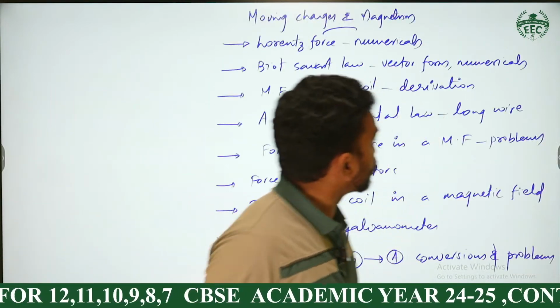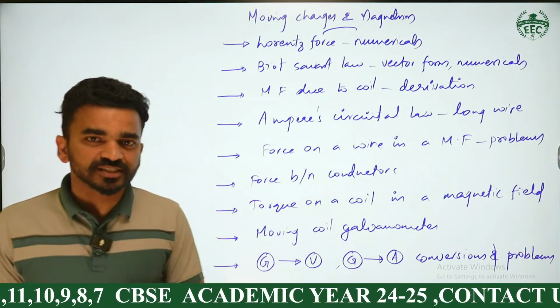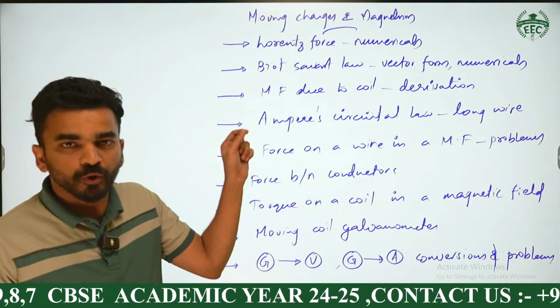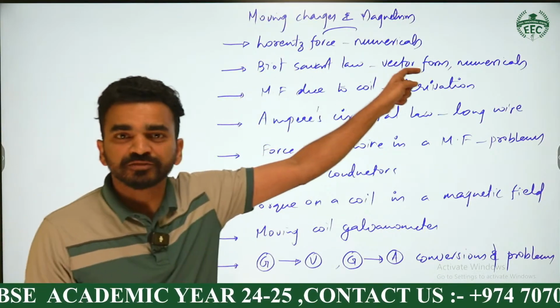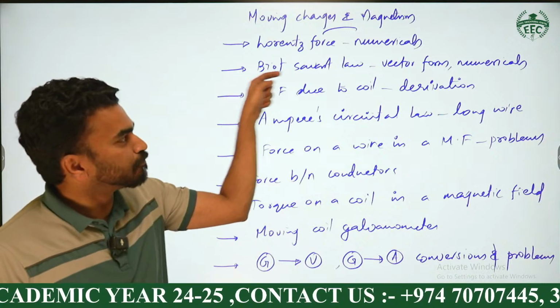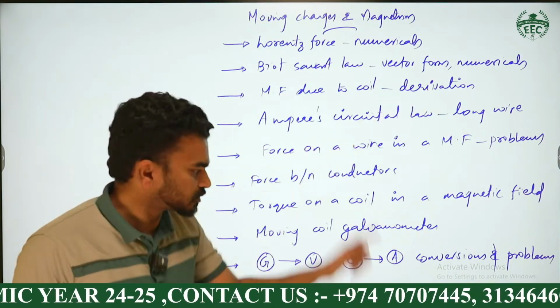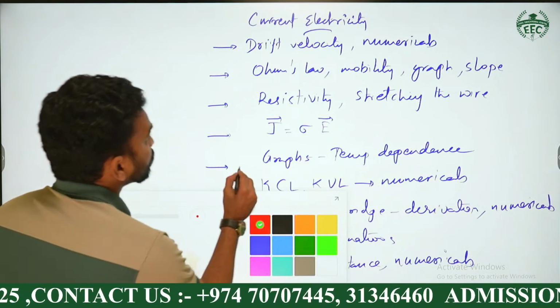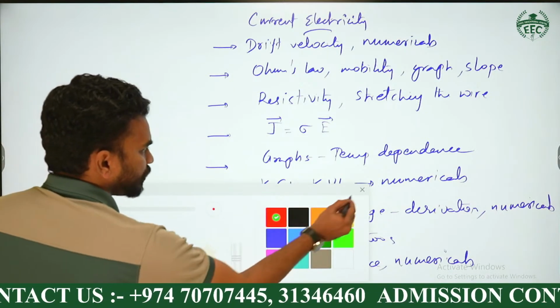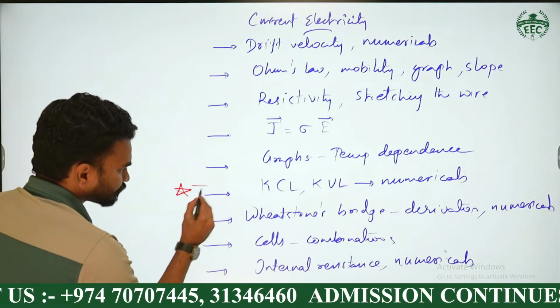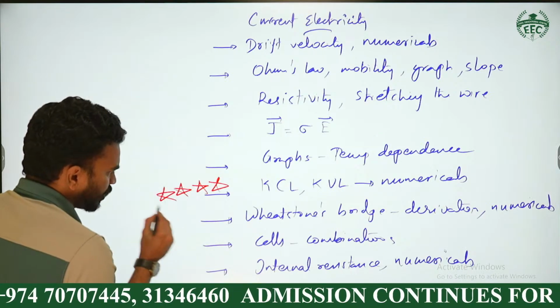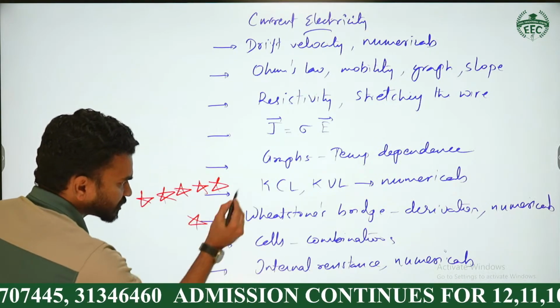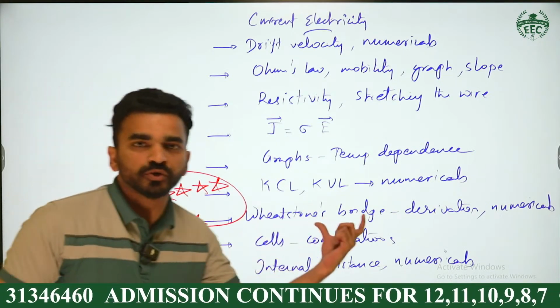Yes, right. Let me go to the next chapter, that is moving charges and magnetism. What are the important points of moving charges and magnetism? Lorentz force and numericals. Alright, then Biot-Savart's law and vector form. Important. Sorry, I forgot to mark you. Most important thing here, the 5-star point. I am giving the preference to this one. Okay, this is a 5-star category, must revise. These are the 5-star category, sure short question area.